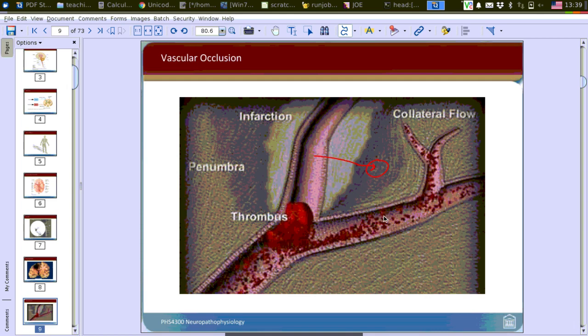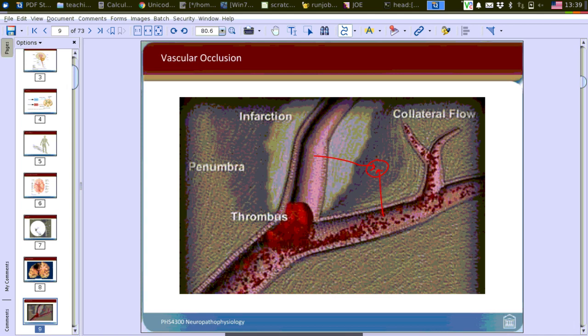But it also normally receives some from this vessel, which is not occluded. So this area here is between life and death. And this is the area that treatment is aiming to bring back to normal function. The infarcted area, after 5 minutes, the neurons will be dead and there's no recuperating them.